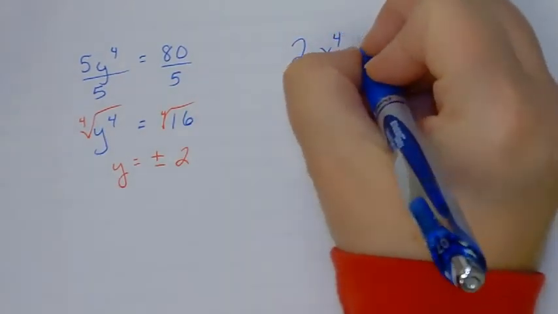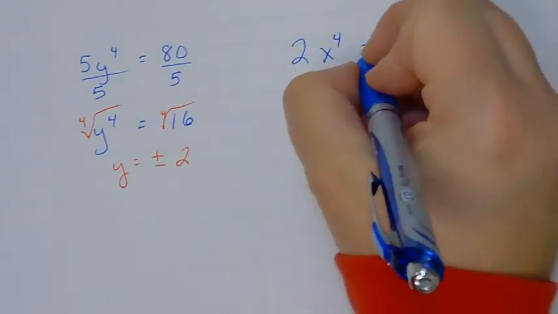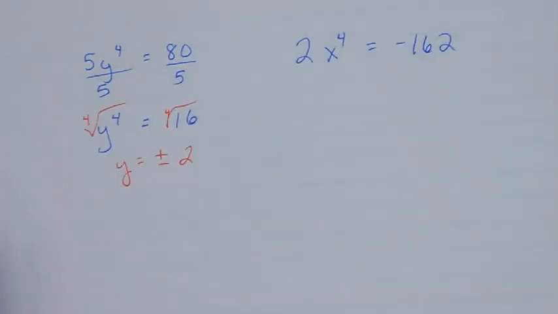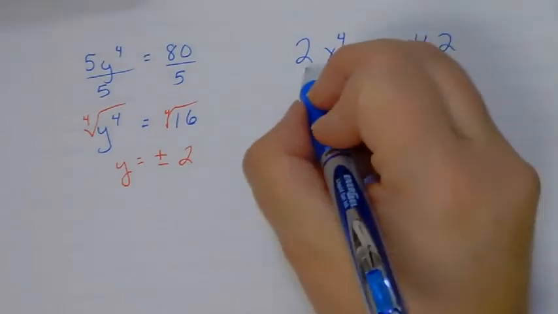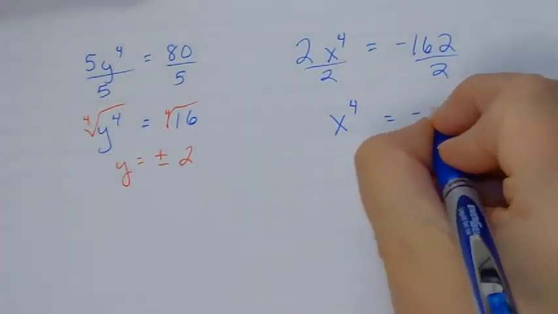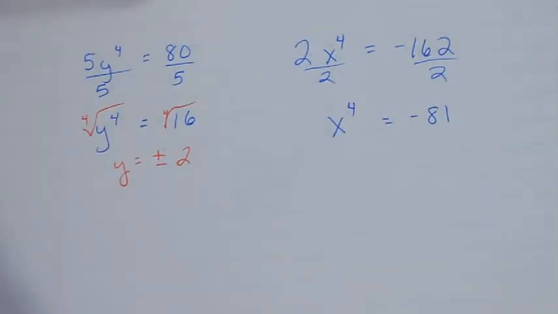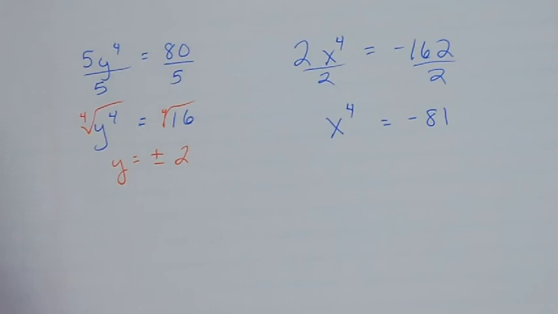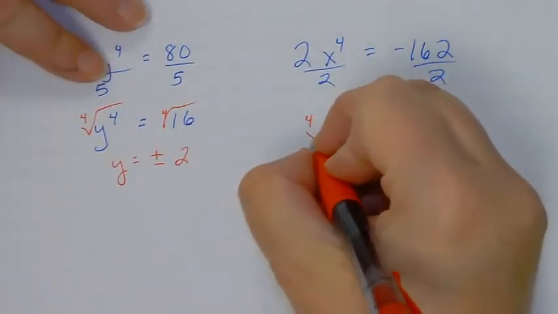2x to the fourth equals negative 162. I'm going to start off by dividing both sides by 2. So I get x to the fourth equals negative 81. On this one I know I'm going to have plus or minus because it's even. So I'm going to start off by taking the fourth root of both sides.